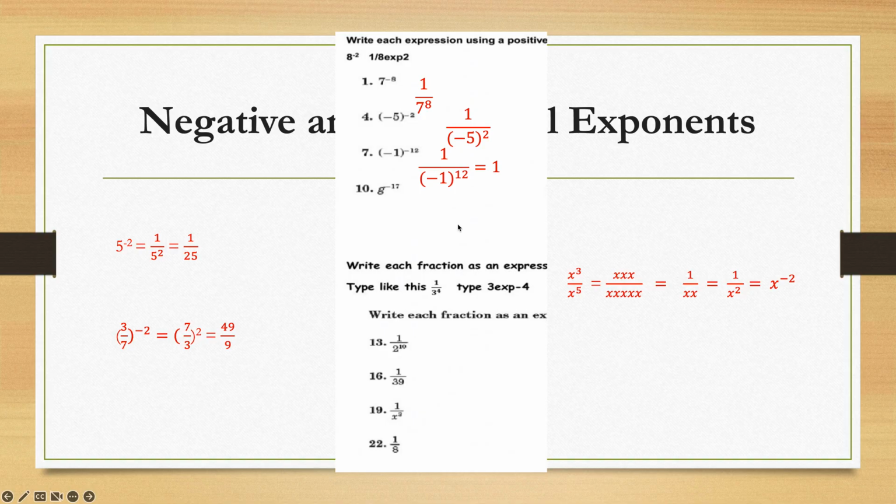Okay, g to the negative 17. Go ahead. Negative exponent, 1 over g to the positive 17.